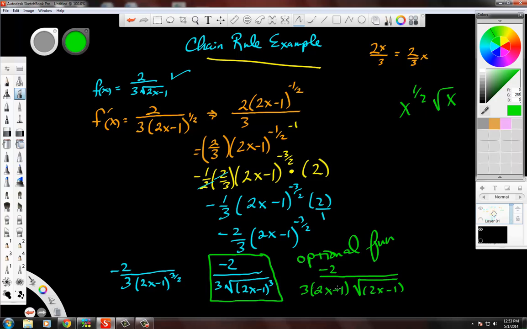I mean, that would be a completely legal thing to do, and then you could make this 6, you could make this, I'll just write it because I am literally out of space. Right here, you could make that 6x minus 3 right there. So it'd be negative 2 over 6x minus 3, in parentheses, times that.